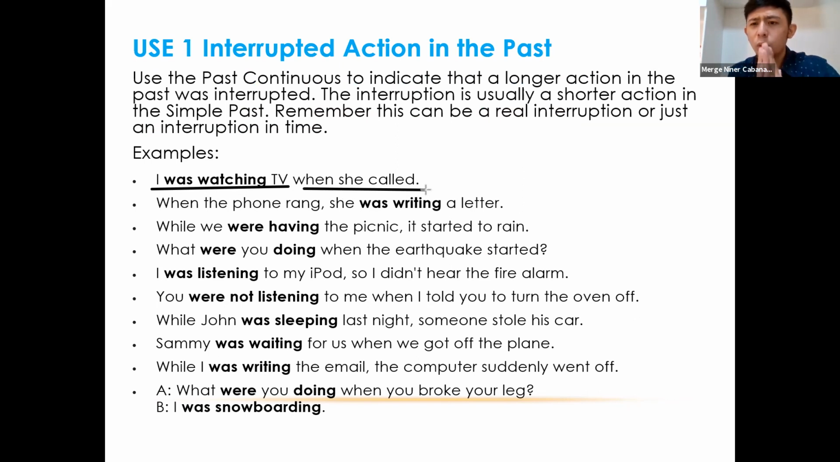So, sir, how do we know which one is completed, which one is interrupted? Take a look. When she called, this one called, this is in the simple past. That is finished. Was watching, this is in the past continuous. This is interrupted. This is not finished entirely.